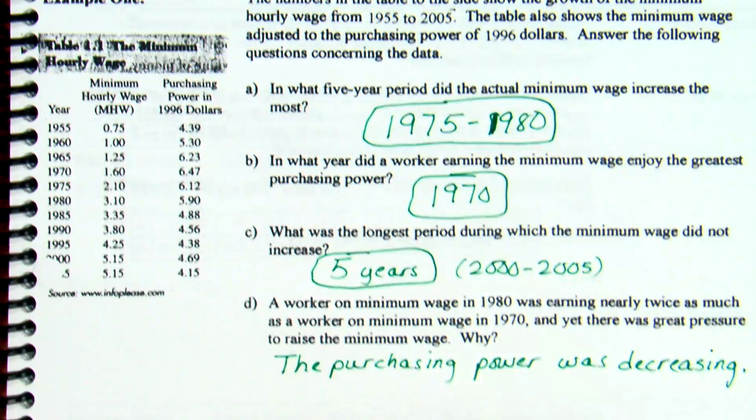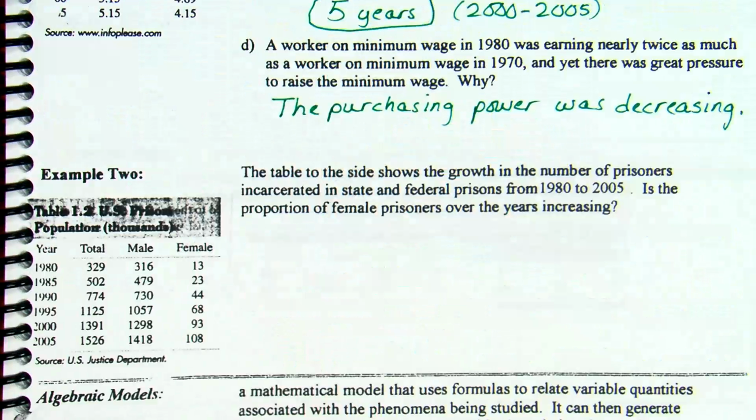We've got one more example here. We're looking at a table again, but I'm going to teach a different method to look at this. The table to the side shows the growth in the number of prisoners incarcerated in state and federal prisons from 1980 to 2005. Is the proportion of female prisoners over the years increasing?